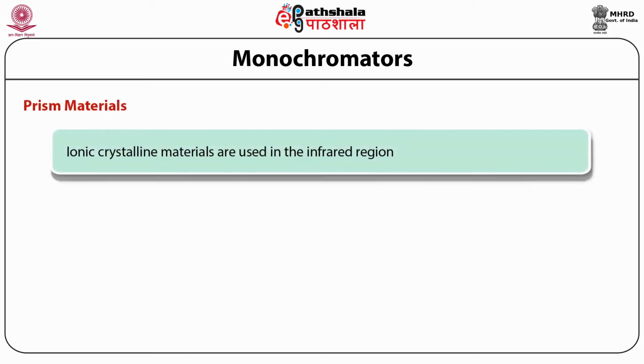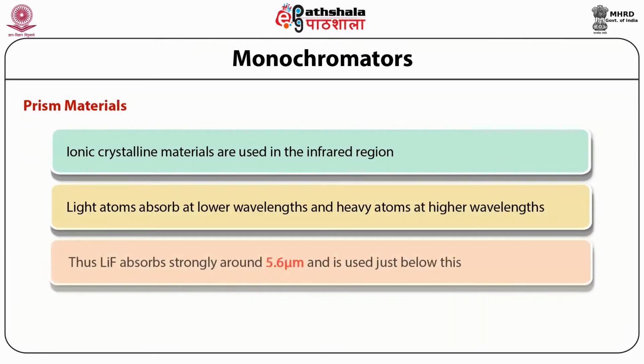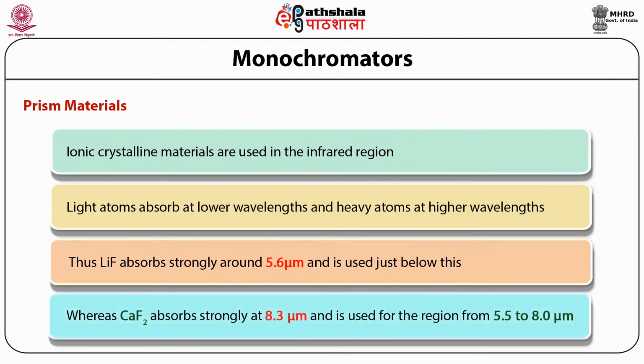Ionic crystalline materials are used in the infrared region. Light atoms absorb at lower wavelengths and heavy atoms at higher wavelengths. Thus, lithium fluoride absorbs strongly around 5.6 micrometers and is used just below this, whereas calcium fluoride absorbs strongly at 8.3 micrometers and is used for the region from 5.5 to 8.0 micrometers.